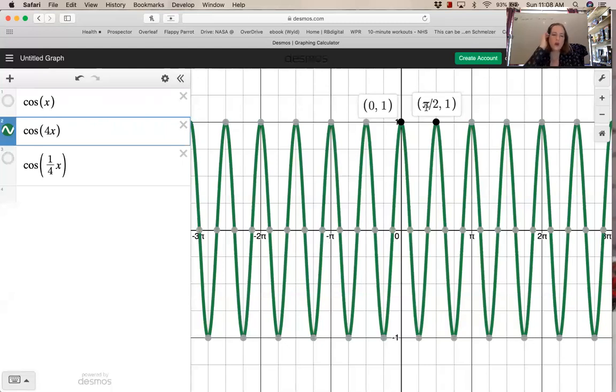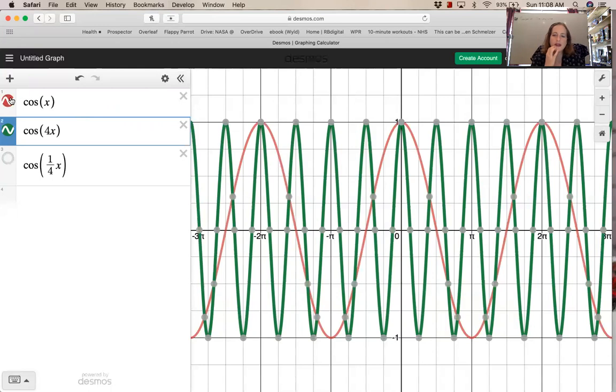Okay. So we went from a period of 2 pi to a period of pi over 2. Well, that's actually 1/4 as big. So let's again look at this. Another way to think of this is notice that our original period, 0 to 2 pi, now contains 1, 2, 3, 4 little waves. So we've actually compressed that, or made our period 4 times smaller.